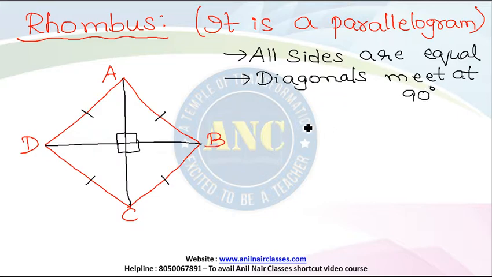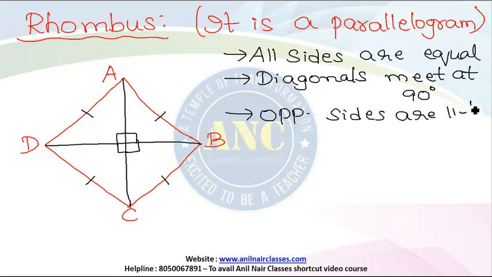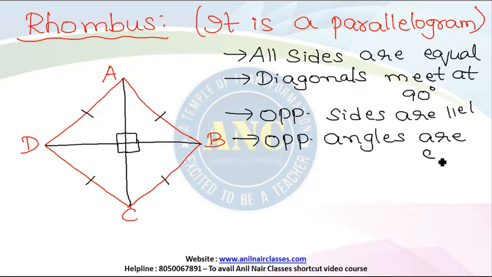And another beautiful thing about a rhombus is that opposite sides are parallel here, right? Yes, opposite sides are parallel. Opposite angles are equal. All these are beautiful properties. It is almost similar to a square, sir. Opposite angles are equal.